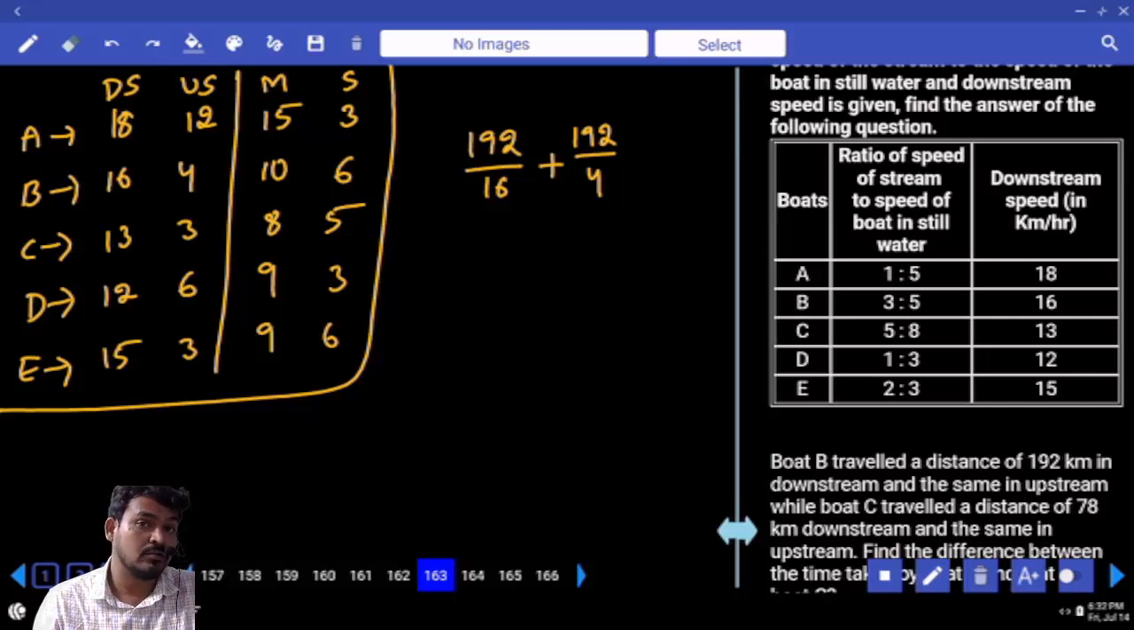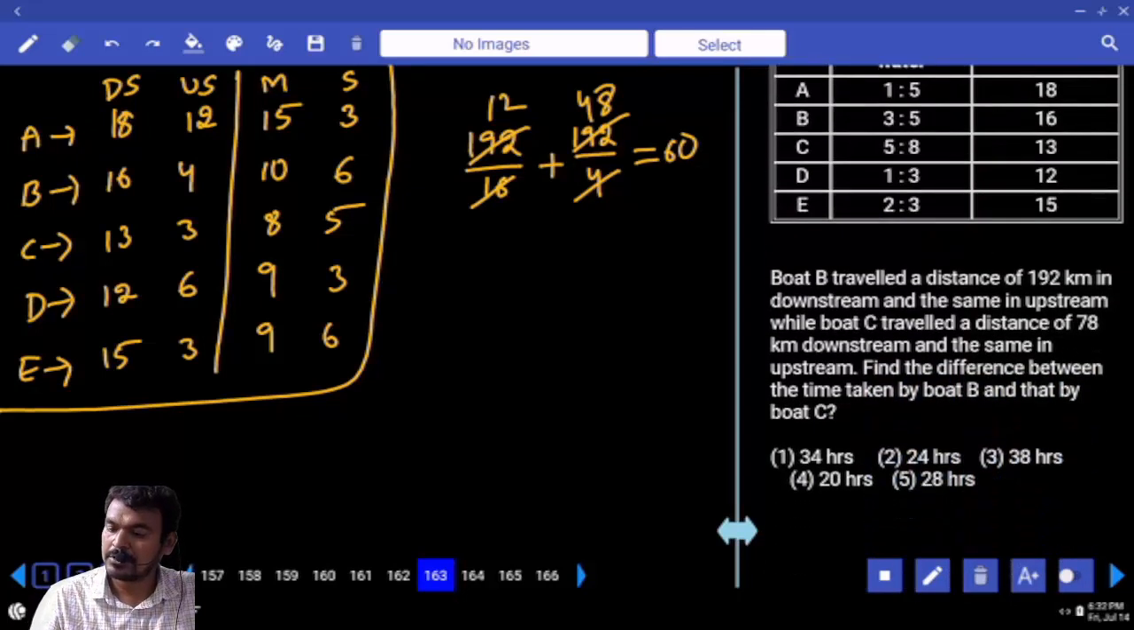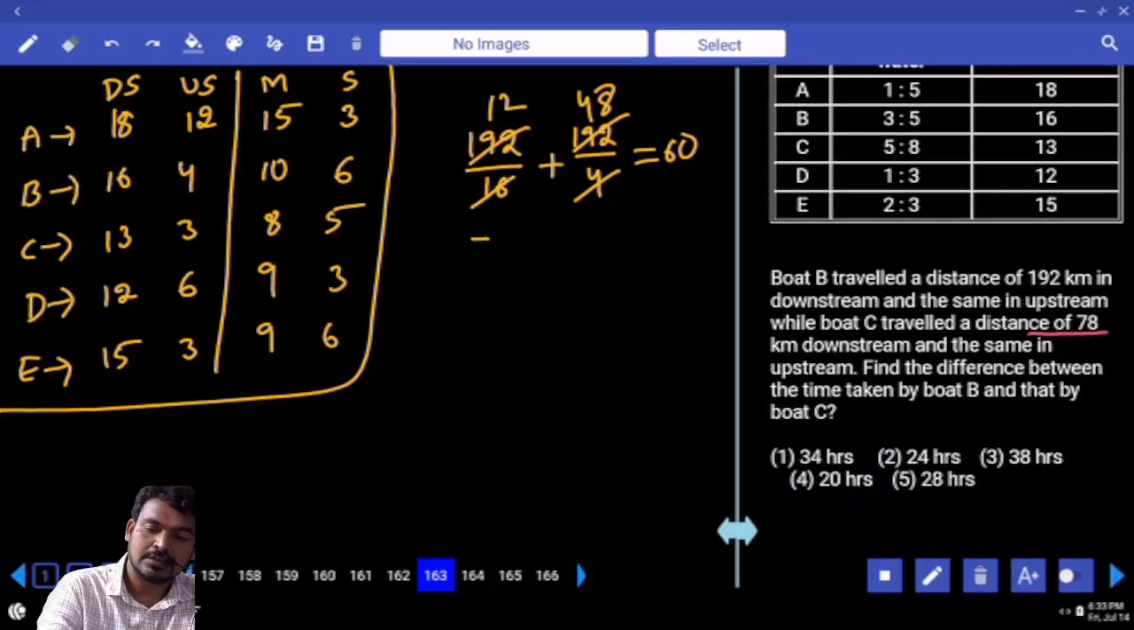For 192 kilometers, boat B or boat C? Boat B. 16 how many times? 12 times. 4 how many times? 48. 12 plus 48 is 60. Next, another case, what is the upstream distance given? 78. What is the upstream speed? 3. Plus, what is the downstream distance also? 78. What is the downstream speed? 13.